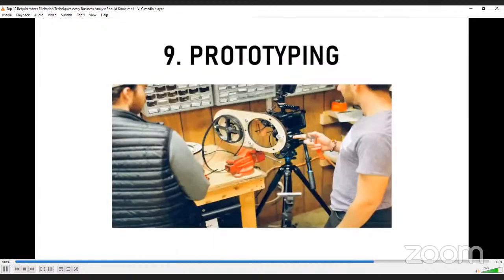Technique number 9, Prototyping. Prototyping is one of the experimental elicitation techniques. You create mock-ups of products to identify the requirements. You can also prototype after you try other elicitation techniques. You provide the client with the product demos. It is common for analysts to uncover missing requirements, or you can use mock-ups to clarify unspecified requests.